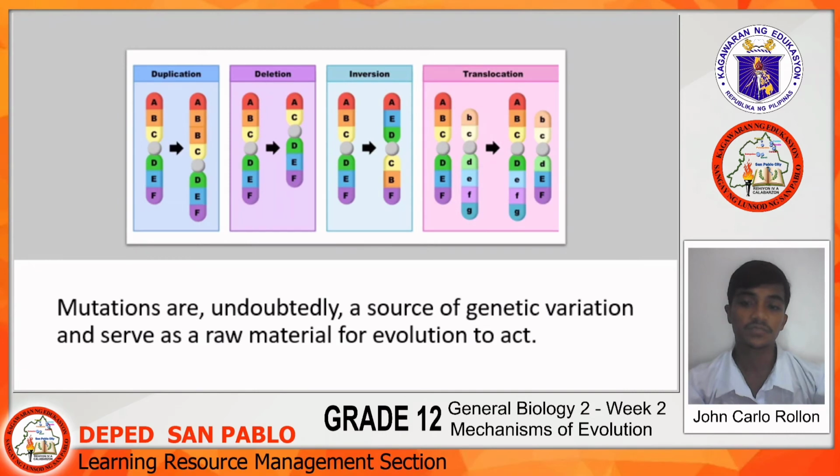So this picture shows the different mutations that may happen in an organism. So mutations are undoubtedly a source of genetic variation and serve as a raw material for evolution to happen. So these are the examples of different mutations that may happen in a chromosome or in a gene or in a genome of an organism.